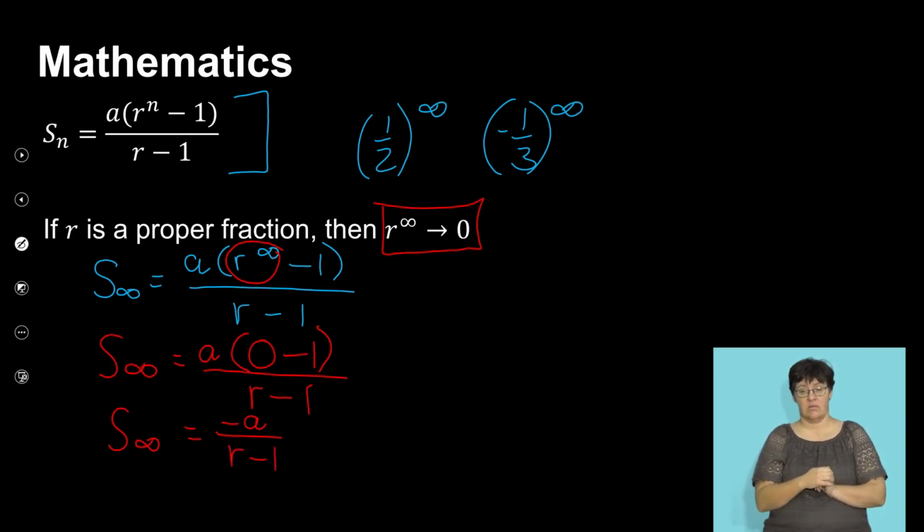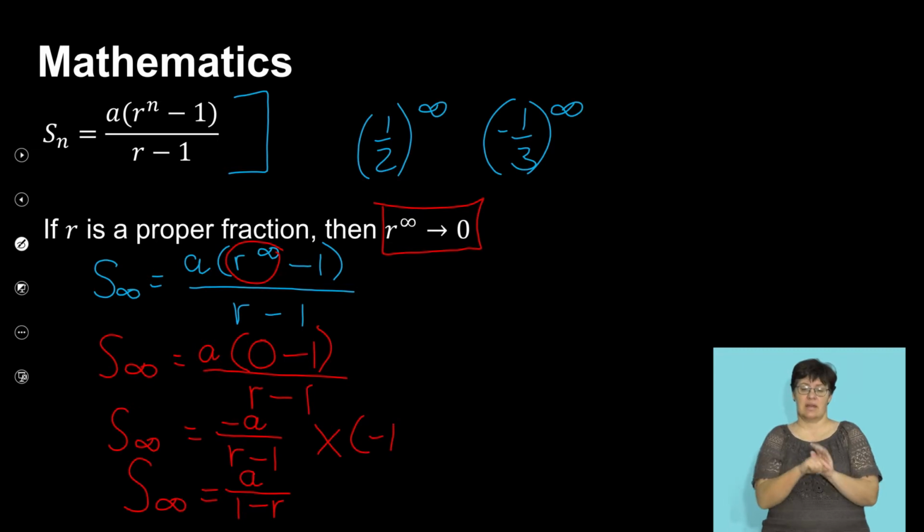But because we don't really like having a negative in the numerator, this formula is commonly written as the sum to infinity is equal to a over 1 minus r. All that I've done is I've multiplied this by negative 1.